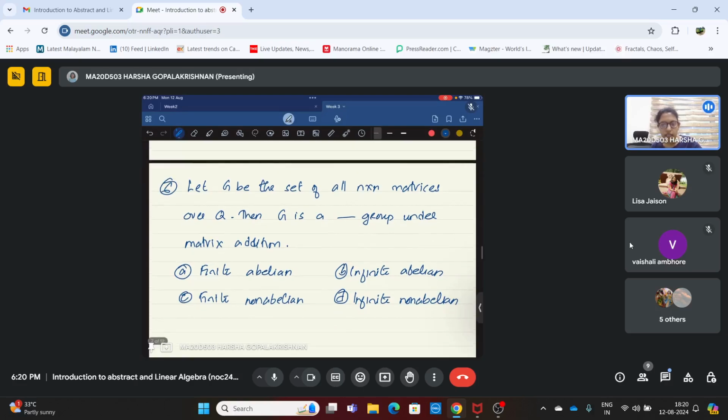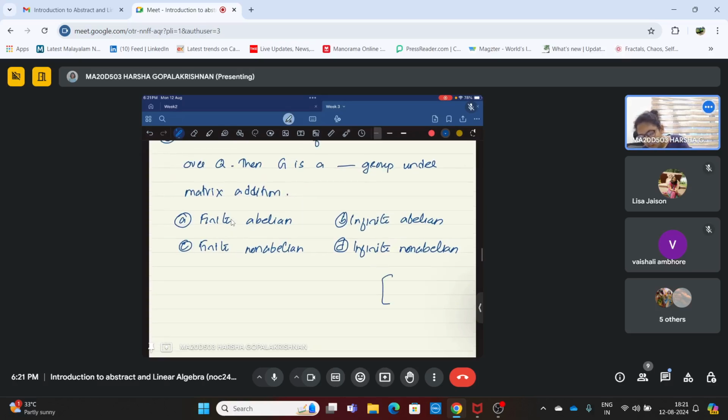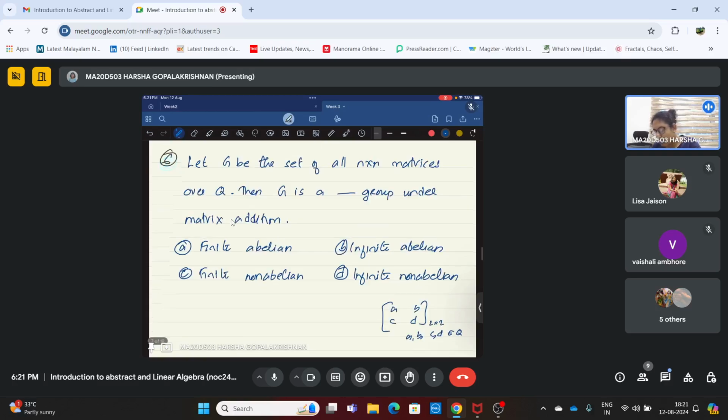Okay, now the question is, G is a set of all n by n matrices over Q. Over Q means the elements of the matrices are coming from Q. So for example, we will have some A, B, C, D, where A, B, C, D all belong to Q. This is a 2 by 2 matrix instead of n. So that is the meaning of over Q.